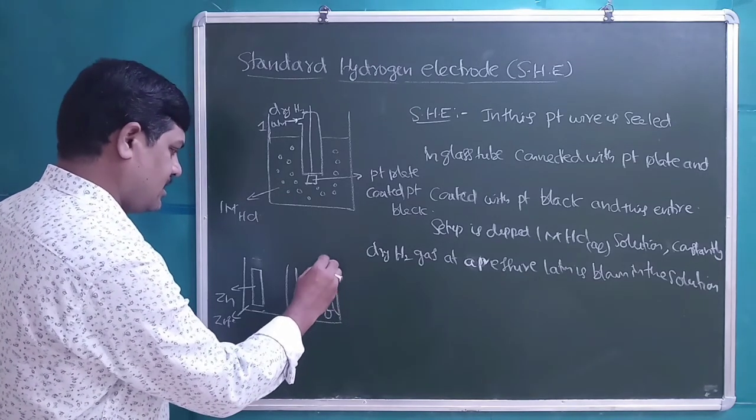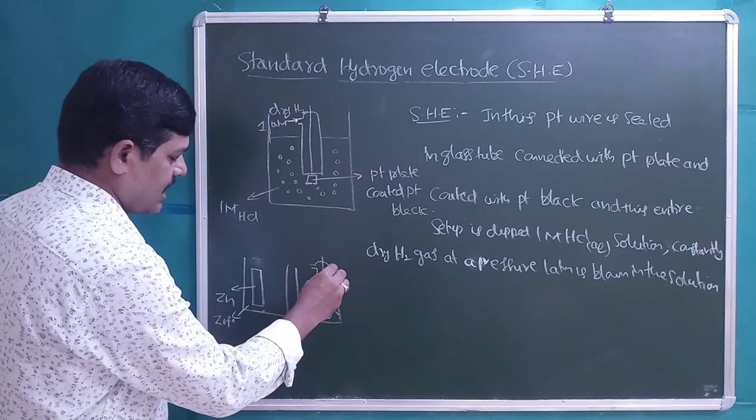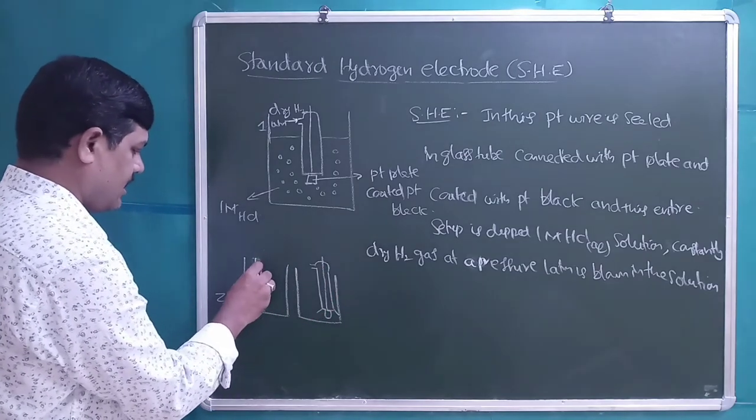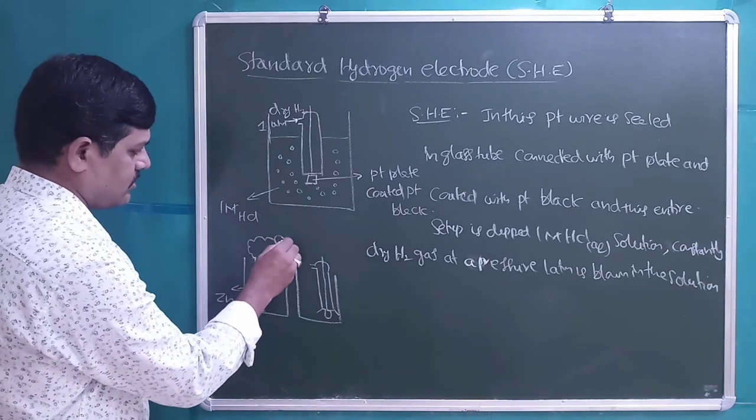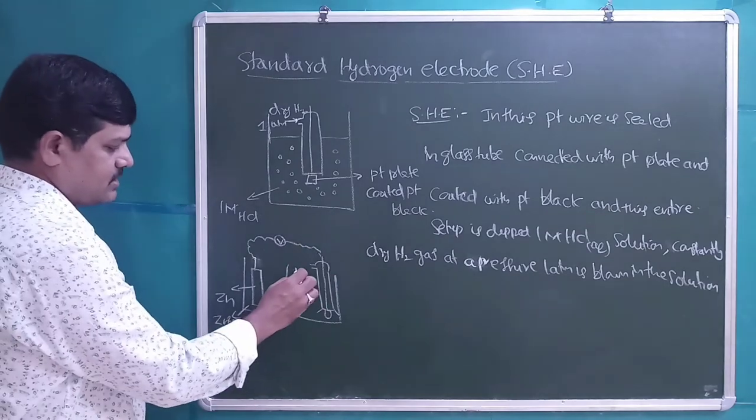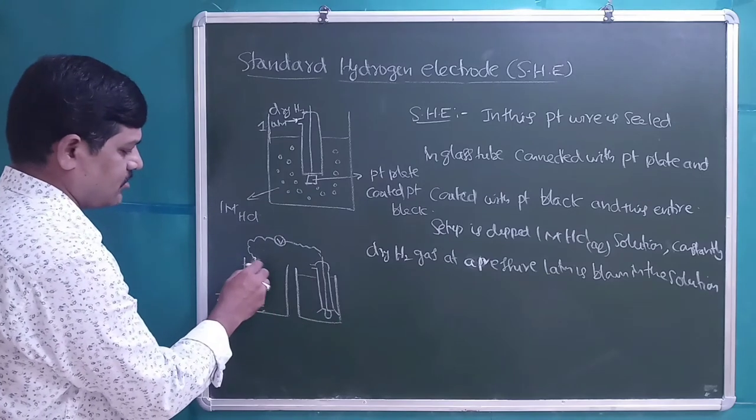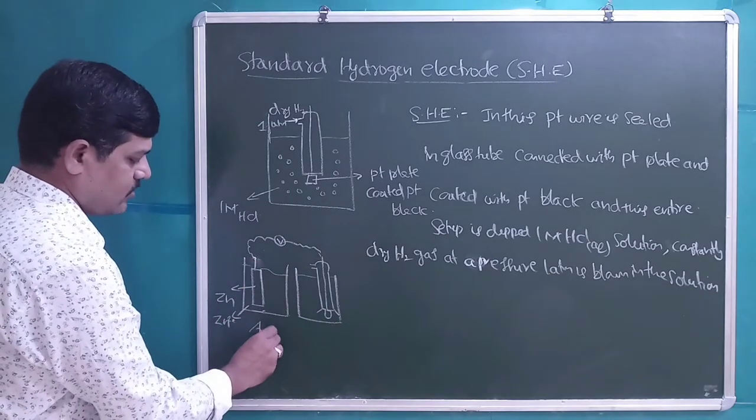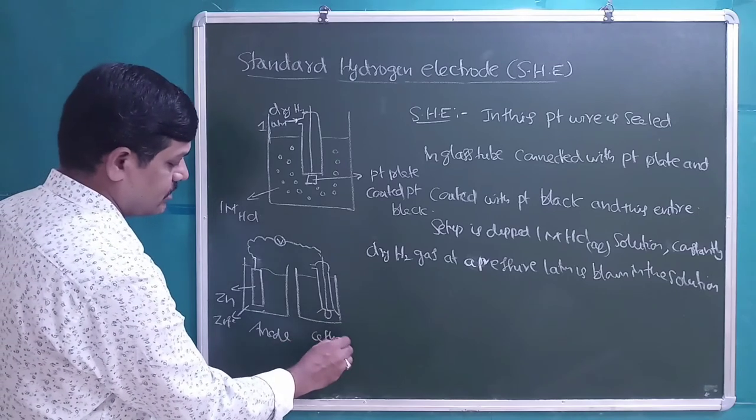Zinc, being more reactive than hydrogen, the zinc electrode will act like an anode. And the hydrogen electrode, which is less reactive than zinc, will act like a cathode.